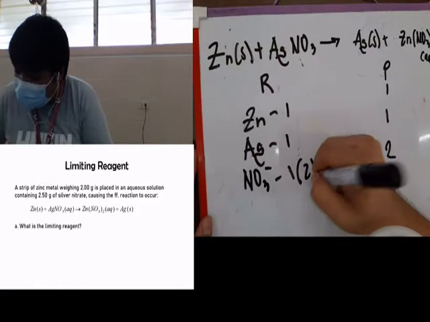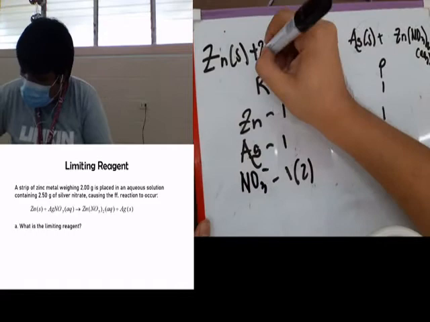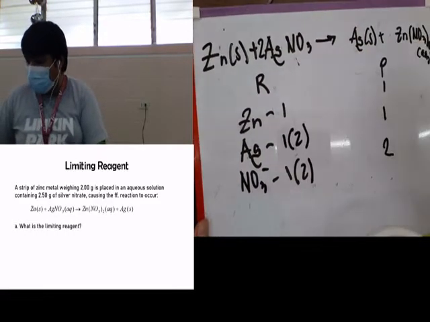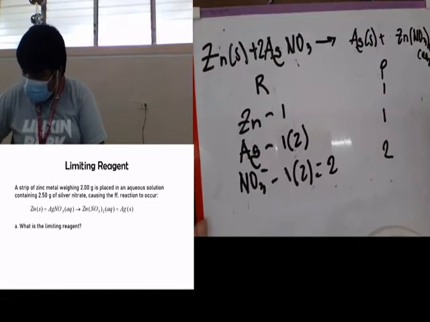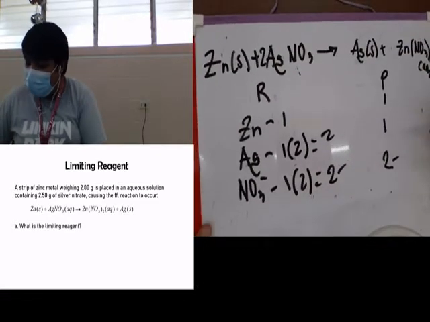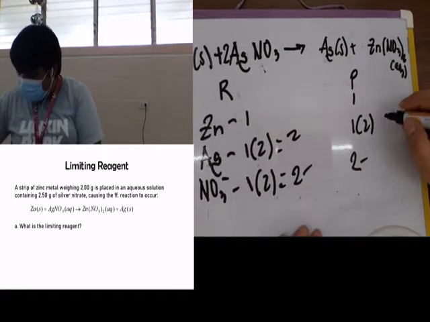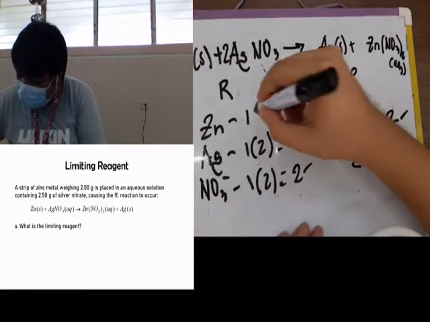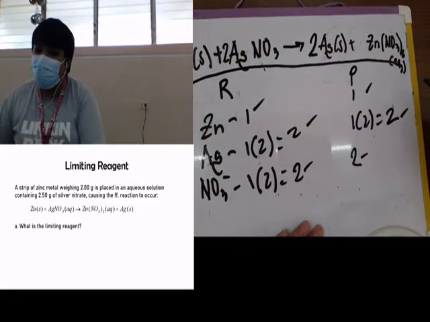Since your nitrate is attached to your silver, when you add a coefficient of 2 here, your silver will also be multiplied by that. So this is 2, and your nitrate is already balanced. However, your silver is not balanced. So you multiply 2 here on the product side of the silver so that it is balanced. Balanced, balanced, balanced. And this is your balanced chemical equation.